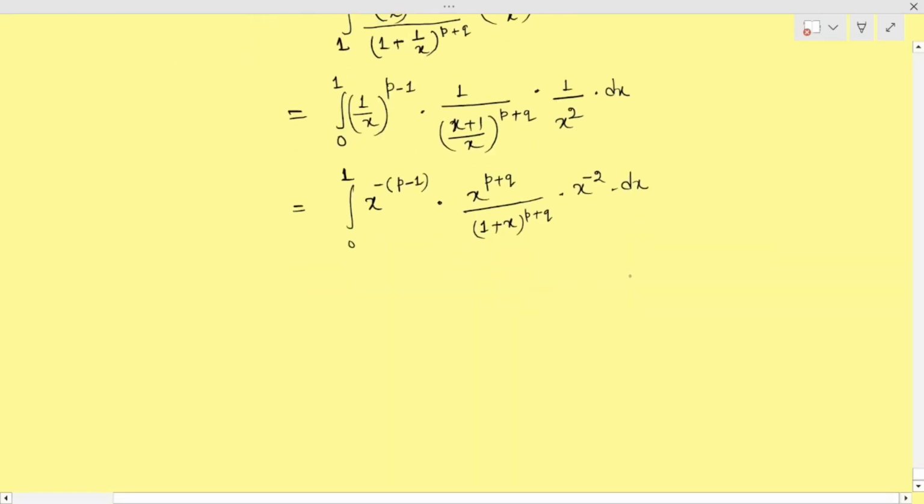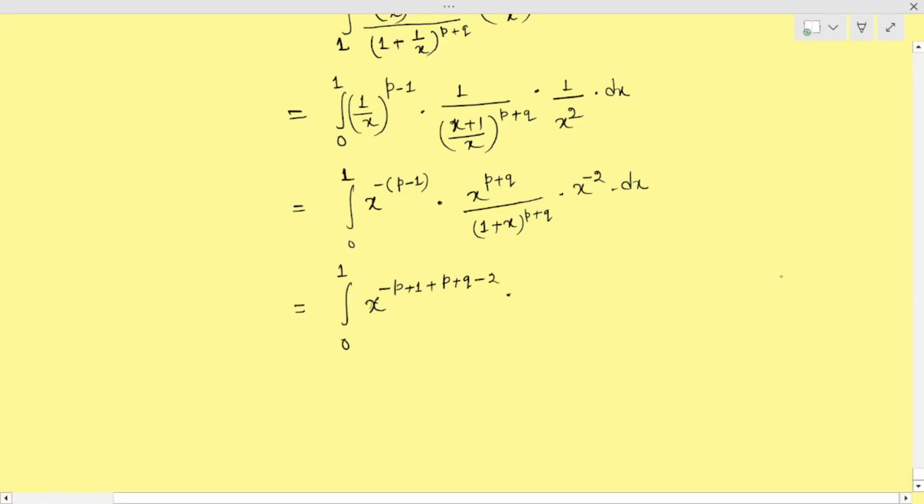Now we are going to add all the powers of x. How much we can get: the integral from 0 to 1 of x to the power, here x to the power minus p plus 1, here plus p plus q, here minus 2.